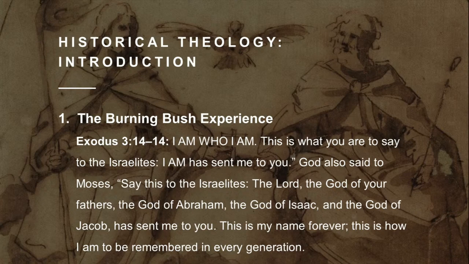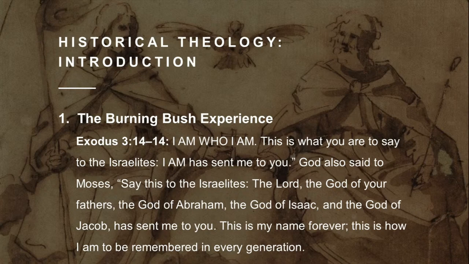Exodus 3:5. God then tells Moses that he is the God of Abraham, Isaac, and Jacob, and that he has heard his people's cries and is going to deliver them from their oppressors. Therefore, he's going to send Moses to lead his people out of Egypt. But Moses asks a question. He says, "If I go to the Israelites and say to them, 'The God of your fathers has sent me to you,' and they ask me, 'What is his name?' what should I tell them?"